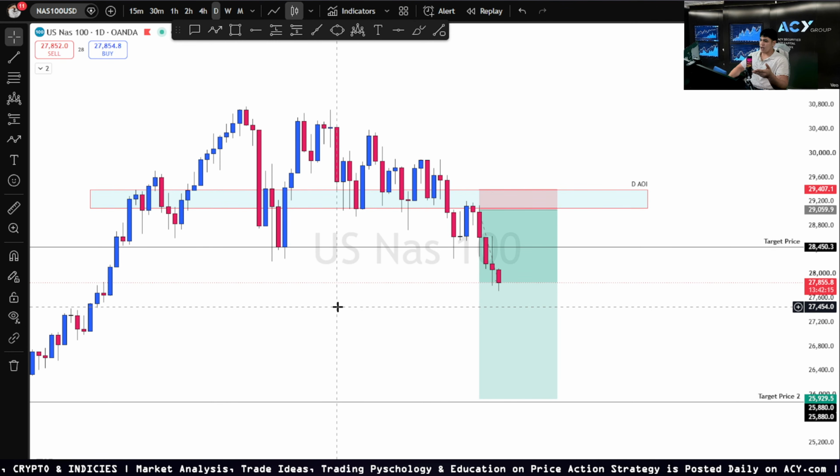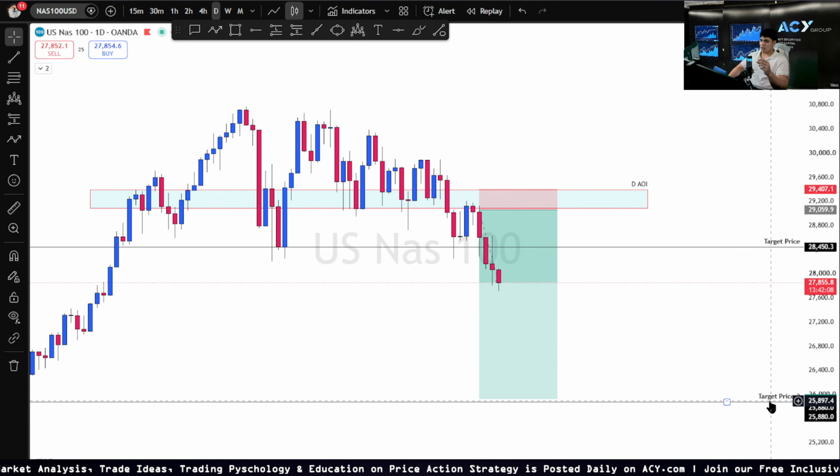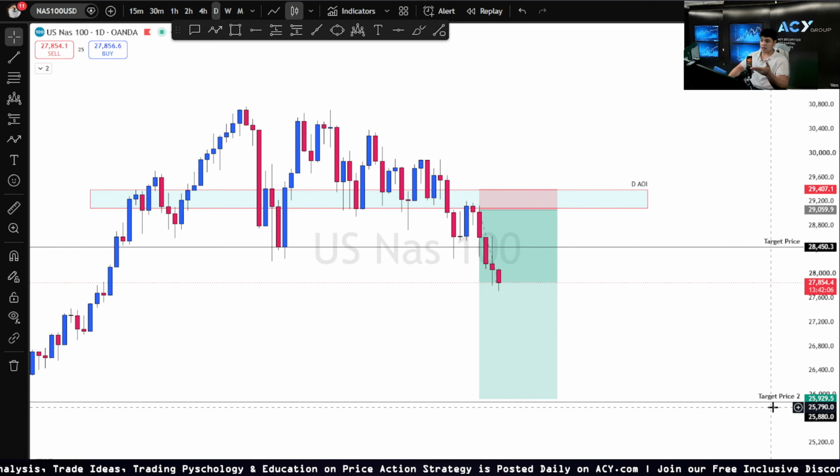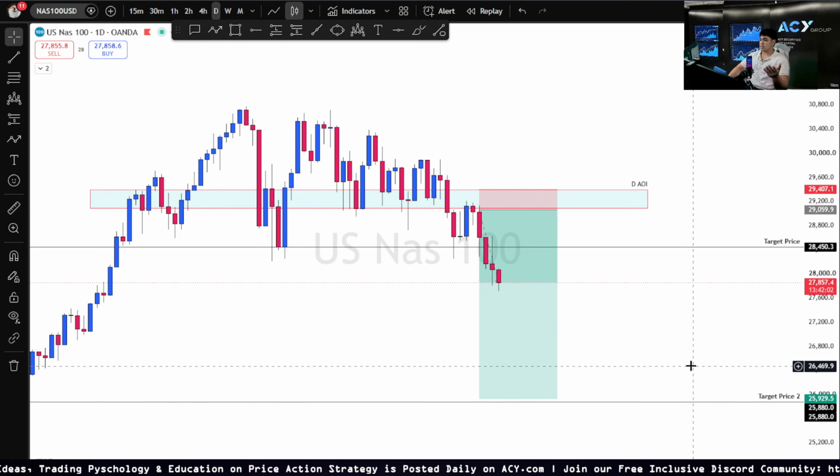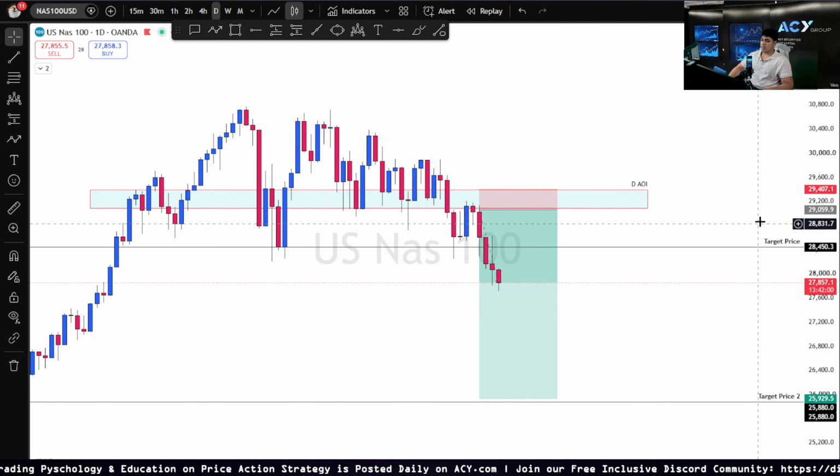And we'll see how this week's move goes. Let's see whether it could actually hit our second take profit price on NASDAQ or not. But let's see how it moved this week.